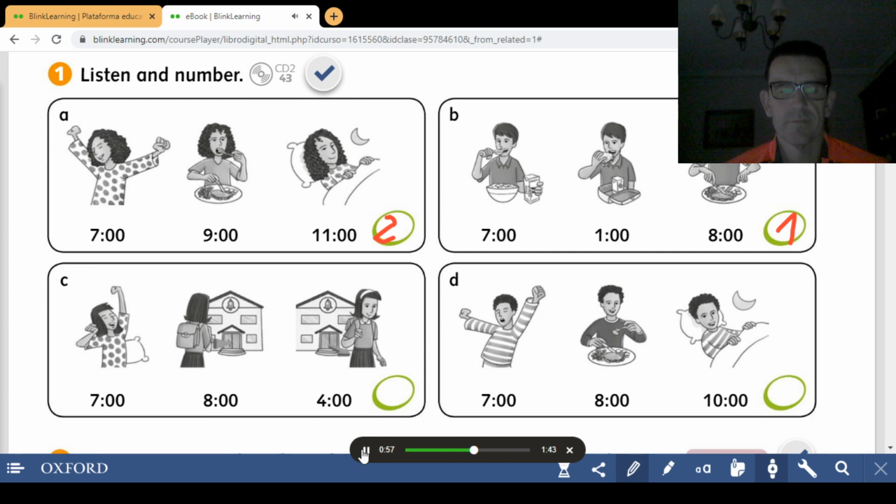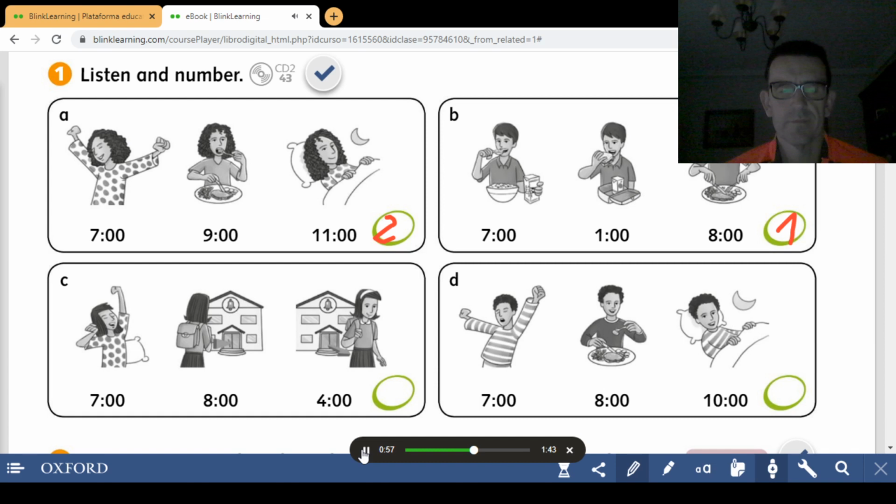I repeat. I get up at 7 o'clock. What time do you have dinner? I have dinner at 8 o'clock. What time do you go to bed? I go to bed at 10 o'clock. So it's clear that the letter D is the number 3.